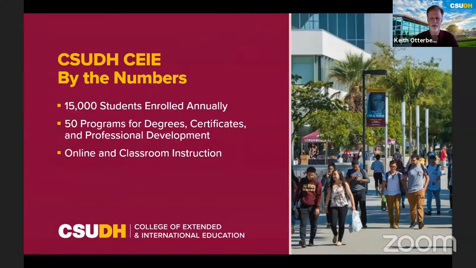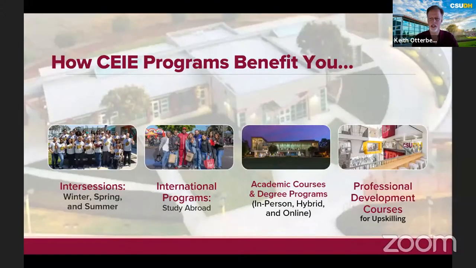We're going to talk about four types of programs today. We'll talk about our intersessions and how they can help you graduate faster, how our international programs can help expand your perspective, and finally, how you can benefit from our professional development programs. These include master's degrees as well as certificate programs, which are courses taken outside of your normal studies, but which will help you transition into the working world.